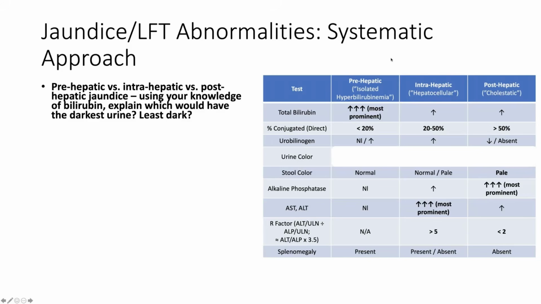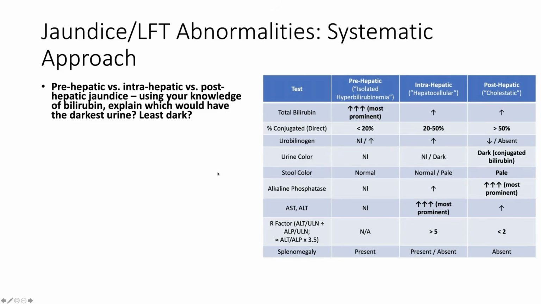So we look at the solubility or the polarity of the molecules. Direct bilirubin is polar, therefore it's not bound to albumin, it's freely filtered, it'll end up in urine and will be dark. Unconjugated or indirect is non-polar, it's bound to albumin, not freely filtered, so it won't darken the urine. Yeah, exactly. So in other words, the posthepatic is going to have the darkest urine.